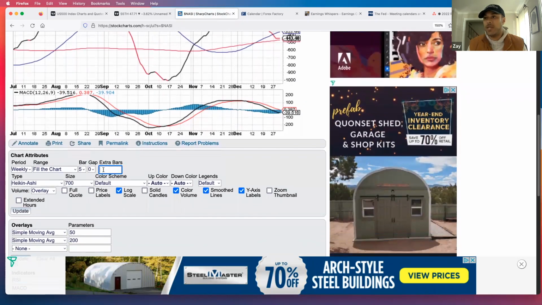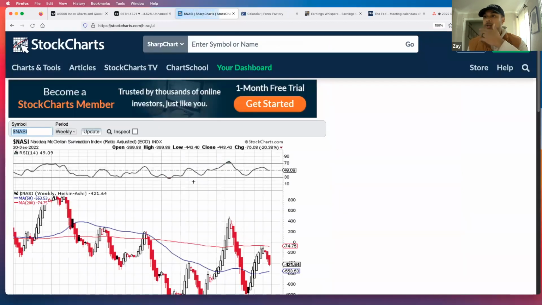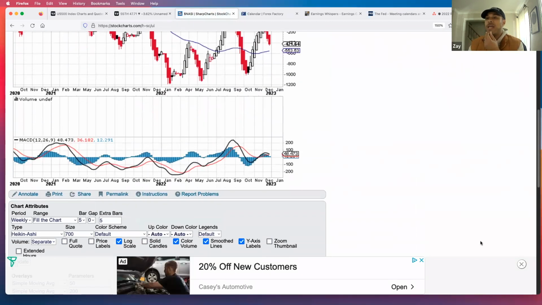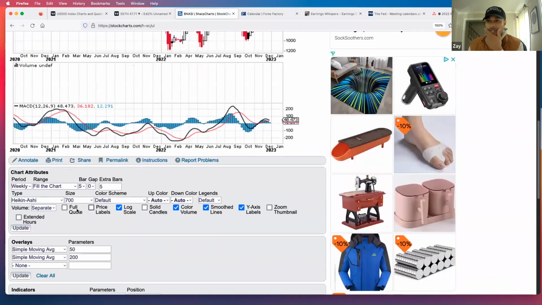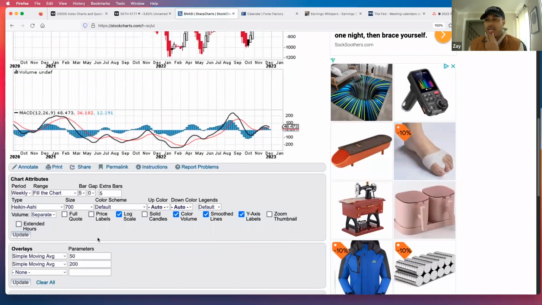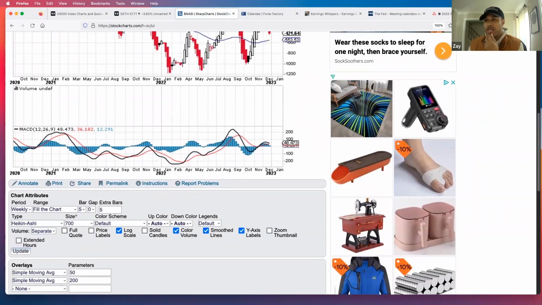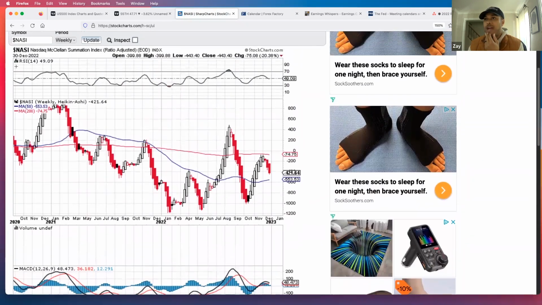Heikin-Ashi, make sure that's changed. 5 extra bars. I want to separate the volume. Boom. So this is how you use that, right? So when you use this indicator, the instructions I was giving, you want to change the candles to Heikin-Ashi, put it on a weekly. And so then that way now your graph looks like this, right?